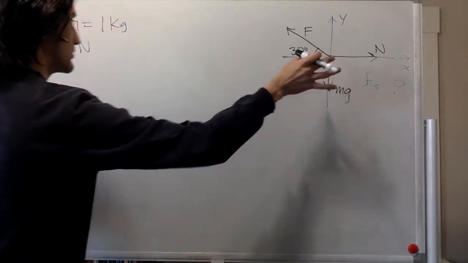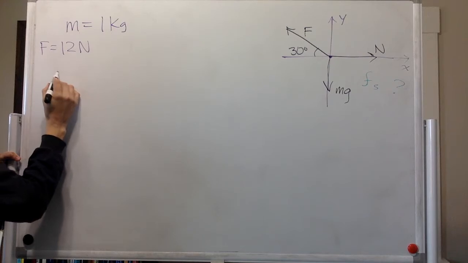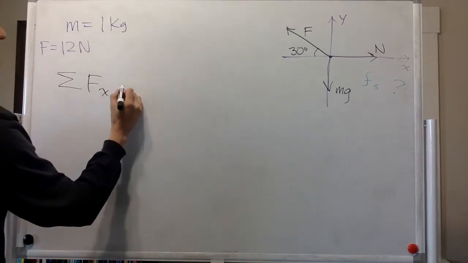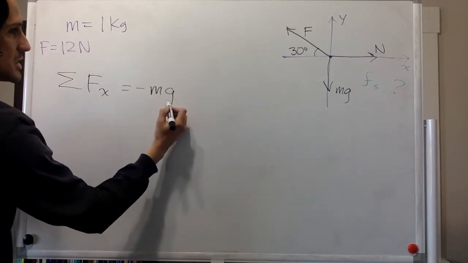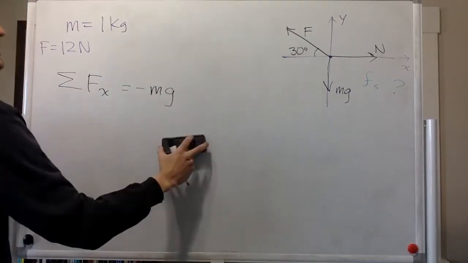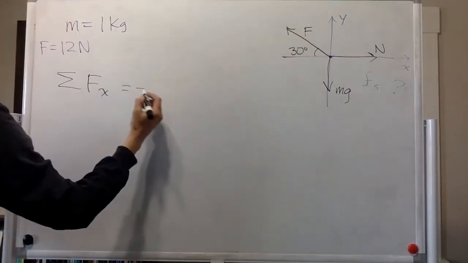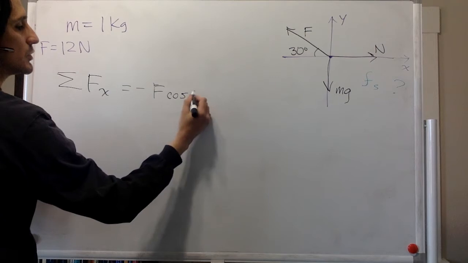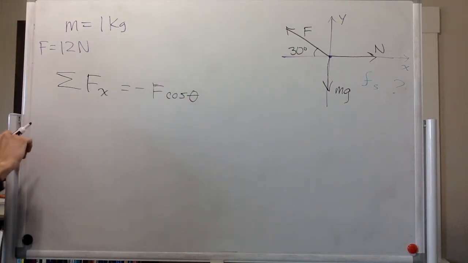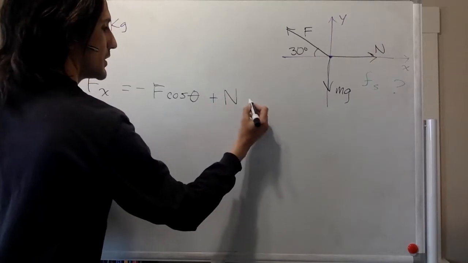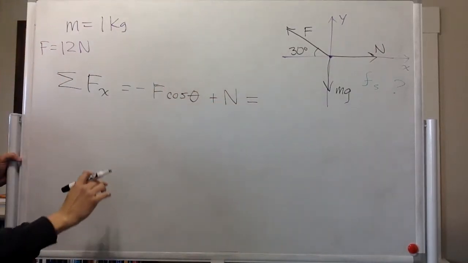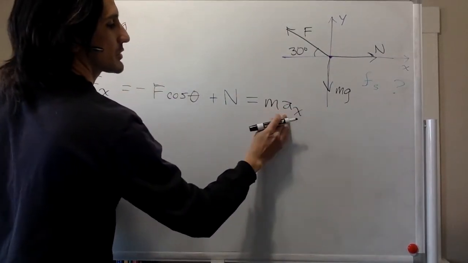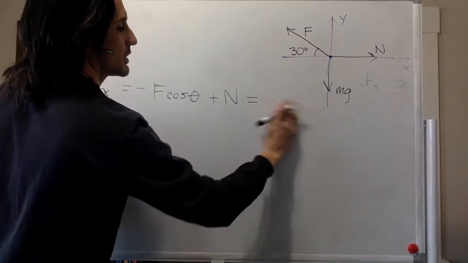I go from free body diagram to Newton's equations, Newton's second law. So the sum of forces in X, we have minus mg, minus this force, the 12 newtons, cosine of 30 degrees, let's say cosine theta, plus the normal. And we are pressing against this object, so it is not moving in the horizontal direction. So mass times acceleration in X, the acceleration in X is zero. And so the whole thing is zero.